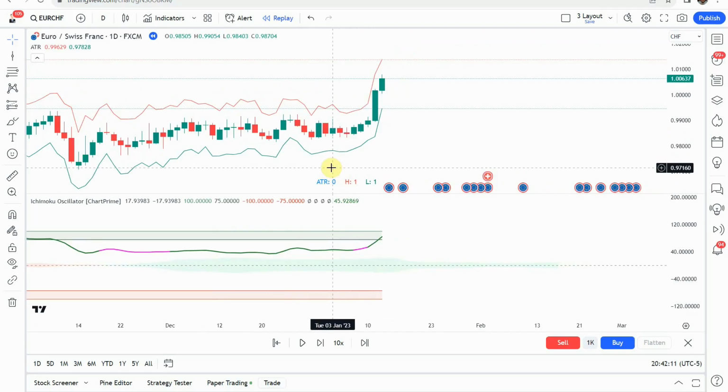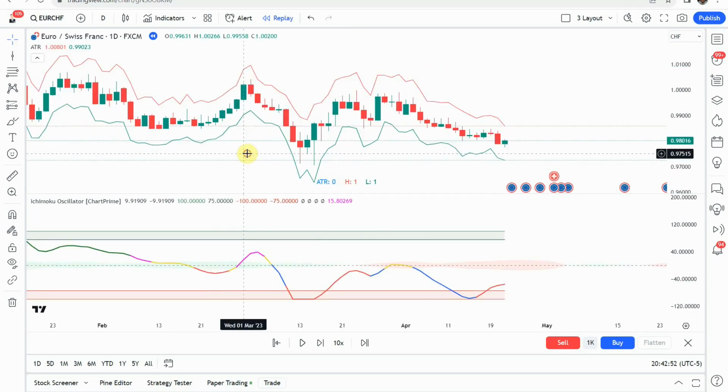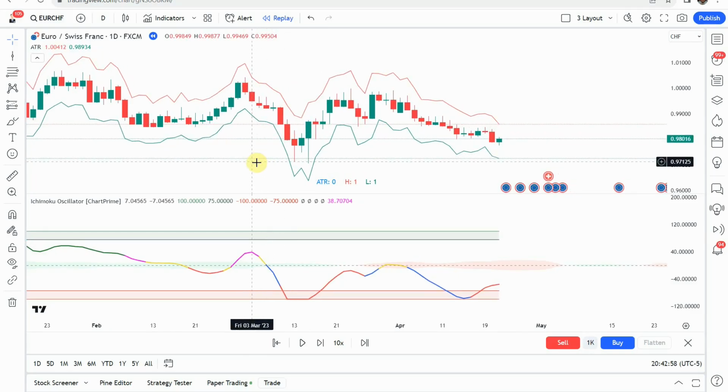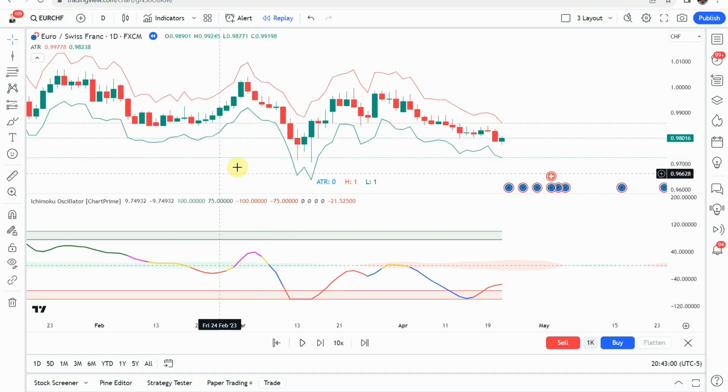So let's go ahead and take a look at a short trade now. Alternatively, we will look at this short trade right here. It's not the one I was going to look at, but it is one that I did want to show. So you can see here that the oscillating line is kind of bouncing around this 0 line.